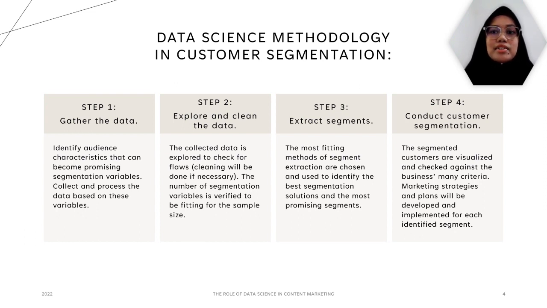Global stability analysis and segment-level stability analysis are performed in order to identify the best segments. Step 4. Conduct customer segmentation. The segmented customers are visualized to see what makes each segment unique through methods like mosaic plots and box and whisker plots. Then, the segments are checked to fit the criteria of homogeneity, distinctness, size, match, identifiability, and reachability.